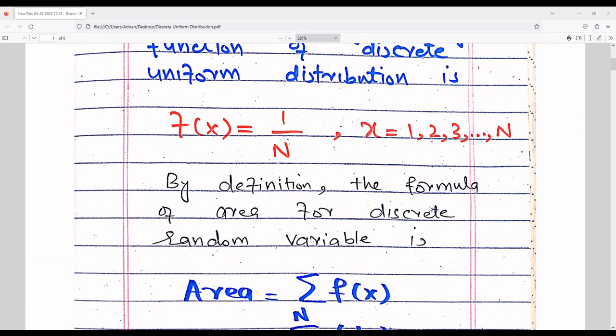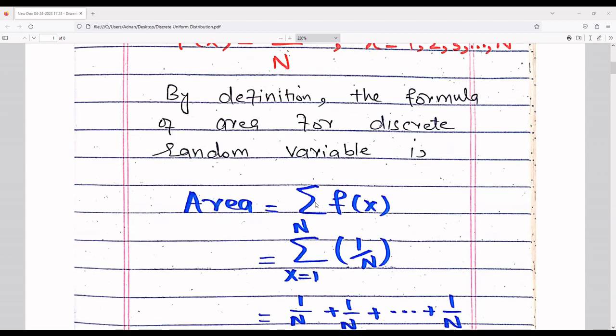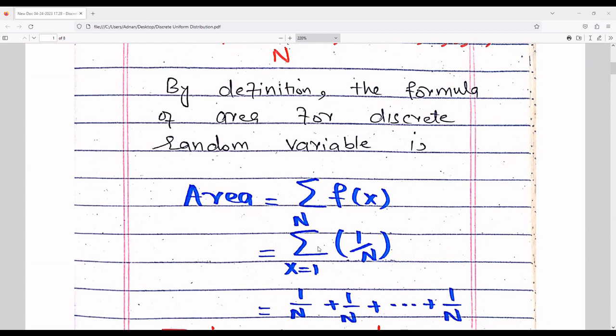Now by definition, the formula of area for a discrete random variable is the general formula to solve this proof. The area is equal to the sum. The sum sign is used for discrete distributions and the integral sign is used for continuous distributions. Sum of f of x. Now we put f of x, which is 1 over capital N, and the range of x is 1 to n.